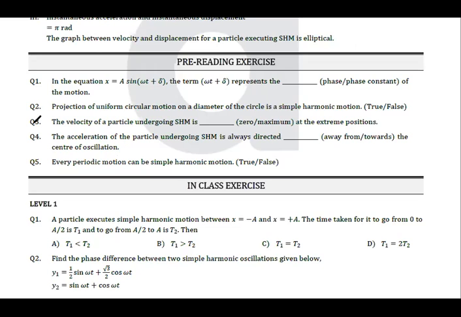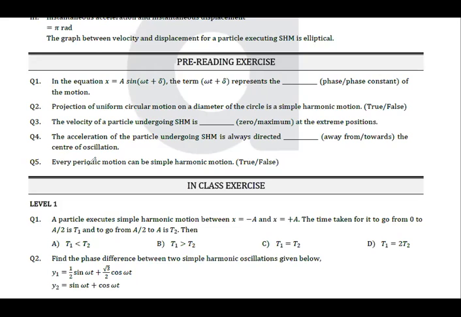Third. The velocity of a particle undergoing SHM is dash at the extreme positions. Very good, 0. Fourth, the acceleration of the particle undergoing SHM is always directed toward or away from the center of the oscillation. Tell me. Very good. Toward.